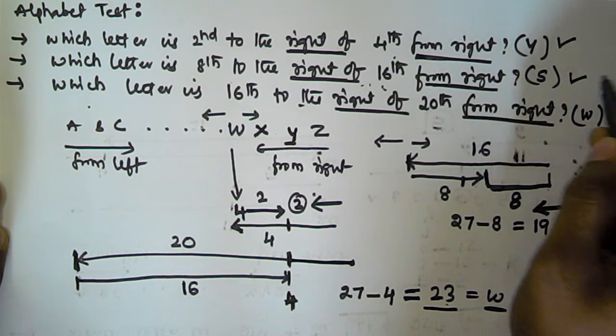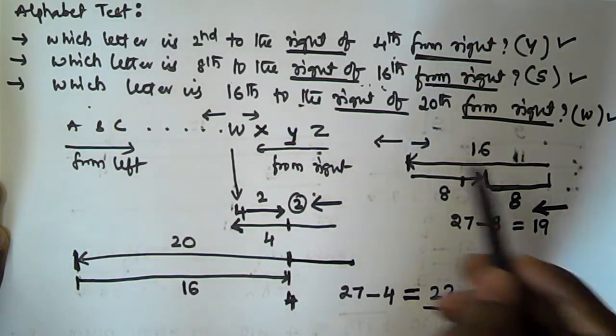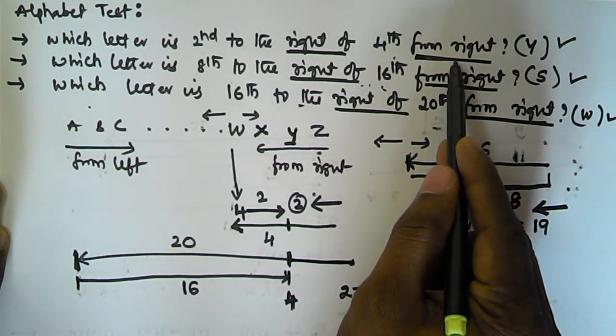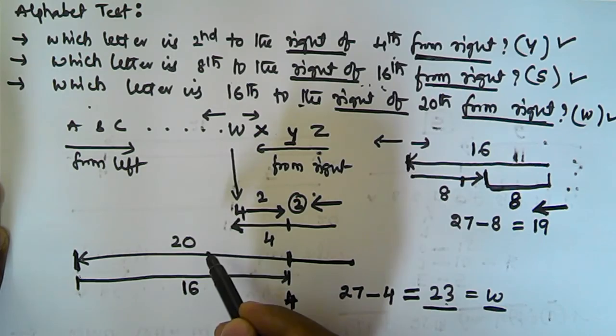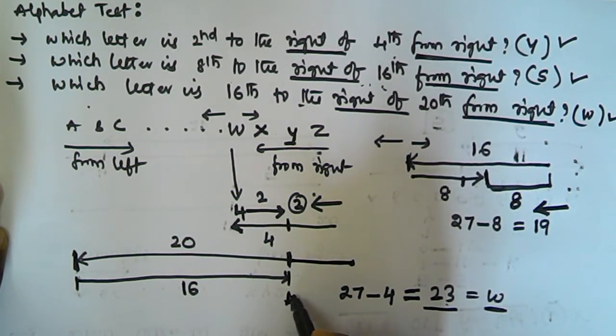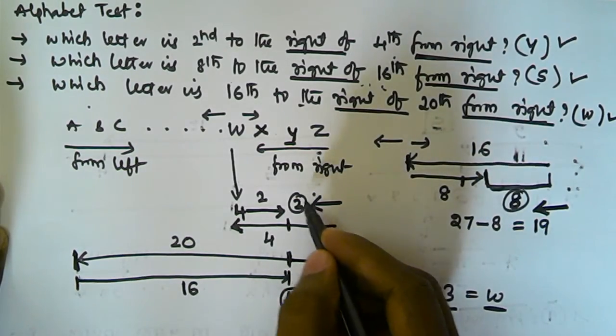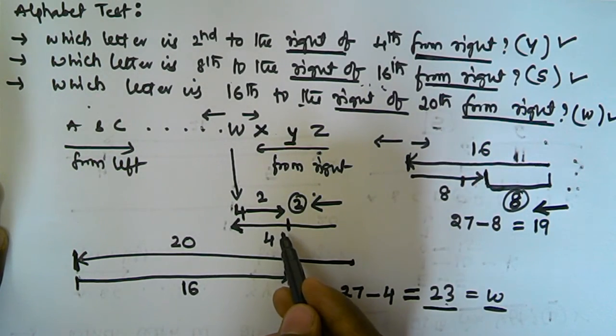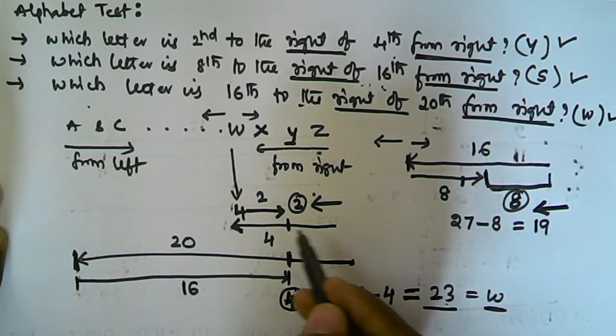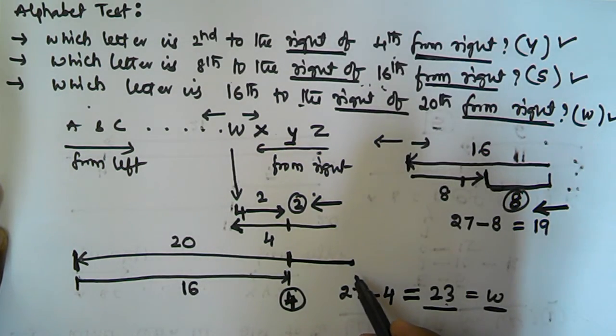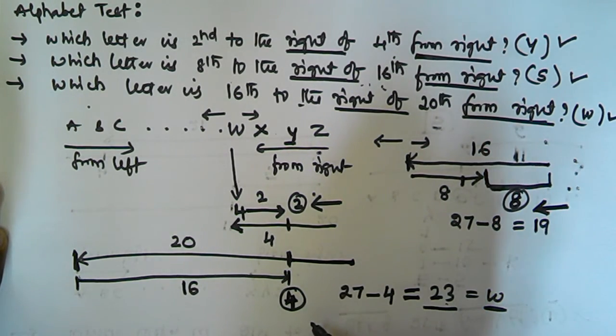I hope you got this one. Whenever you see right of, from right, simply subtract. The value you get, here it is 4, here it is 8, and here it is 2, is the position from the right. Subtract that from 27, then you will get the position from left. Then by using the EJOTY rule, you decode that number to the character.